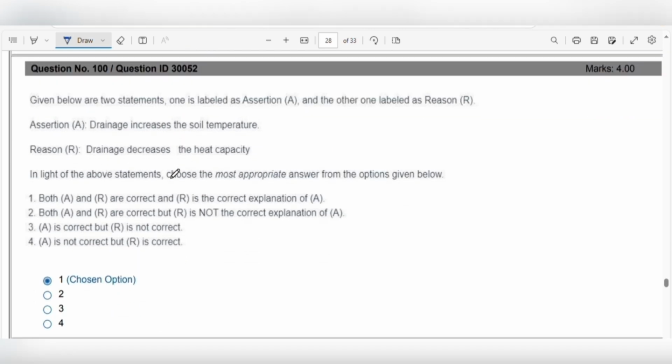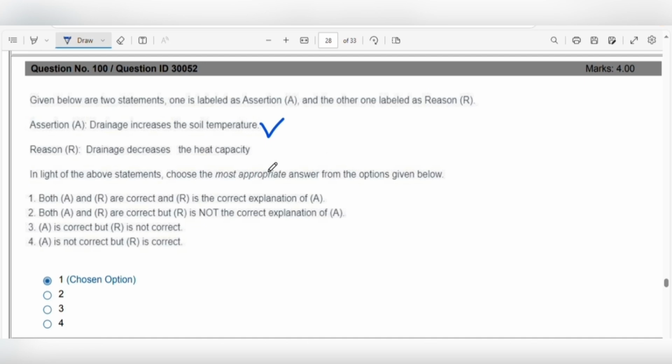Let's move on to the next question, another assertion reasoning question, and this one is very easy. This is from soil temperature, from soil physics. So the assertion is: drainage increases the soil temperature. That is absolutely true. If you drain a soil, the temperature of that soil rises, and the reason given is that drainage decreases the heat capacity.